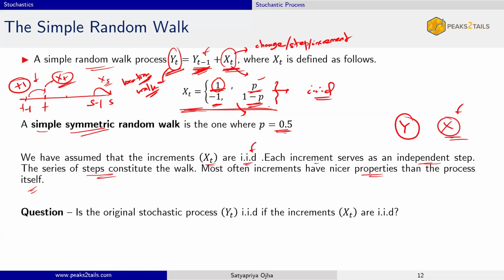This looks like a Bernoulli random variable. The only difference is that in the case of Bernoulli, you have 1 and 0, and here we have 1 and -1. But pretty much you can calculate everything analytically. It's very simple. One question, and then we'll take a break after some time. Is the original stochastic process Y_t IID? We know X is IID. Is Y IID? That's the question.